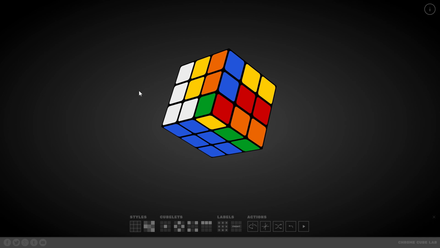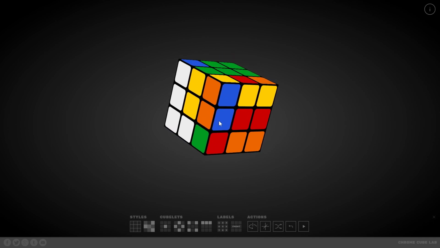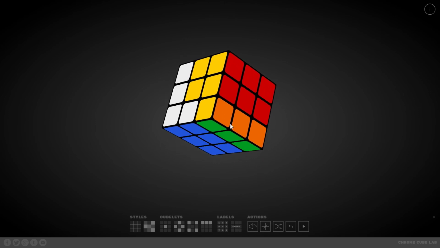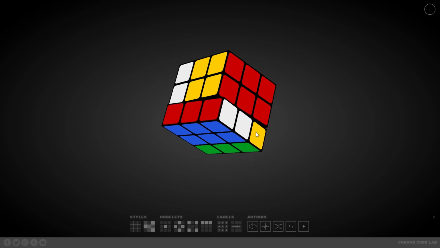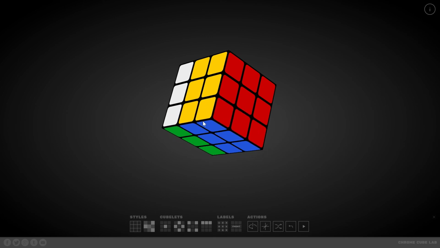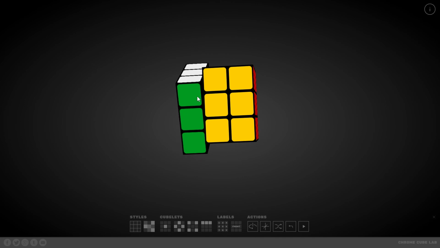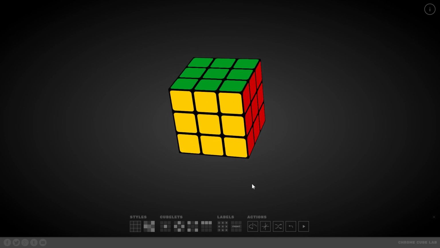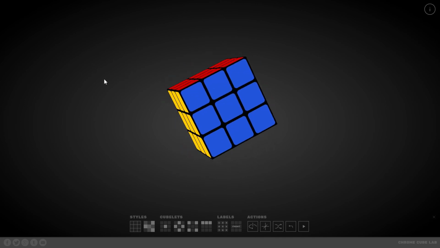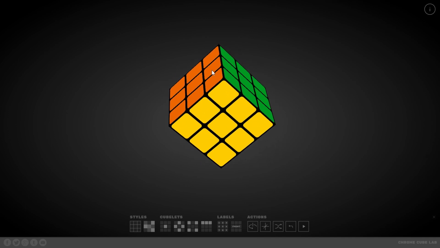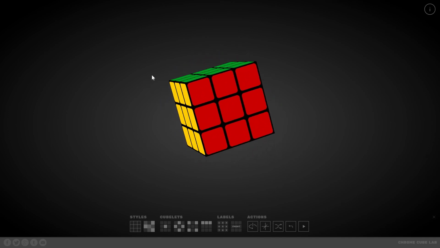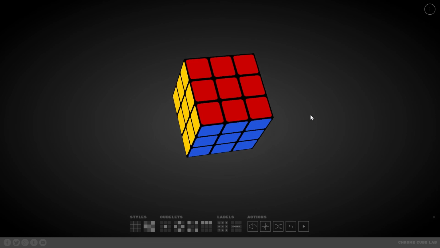Now we have to reverse the algorithm A, which is that here. Now we have to reverse the algorithm B, which is that here, 2 times rotating the bottom layer. And then we have to reverse the conjugate, which is that here. And you see the cube is now finished. So the cube is solved.